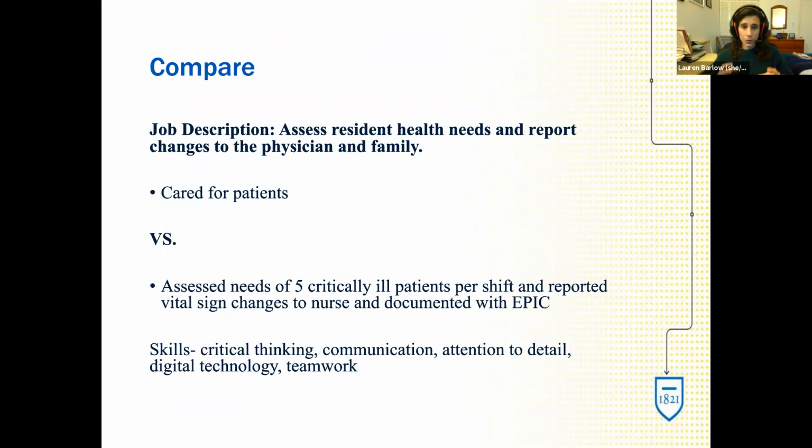Okay, now here's where we're going to put it all together. I took one of the bullet points from the job description and showed an okay bullet point example, but then elaborated on it using the action verb task impact formula. And then also outlined what skills that new bullet point would say to an employer that you have, rather than specifically spelling out, you know, I'm a good communicator. It's inferred by the way that you're explaining your work. So the job description bullet point was assess resident health needs and report changes to physician and family.